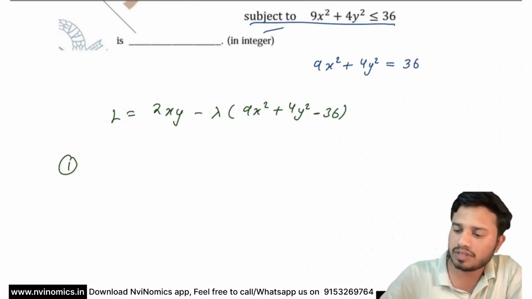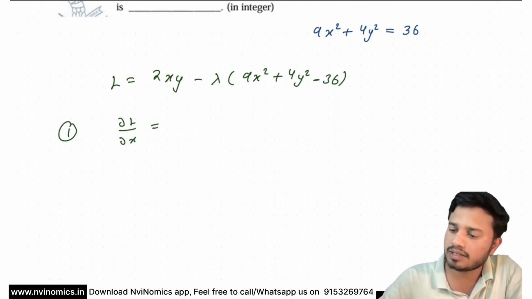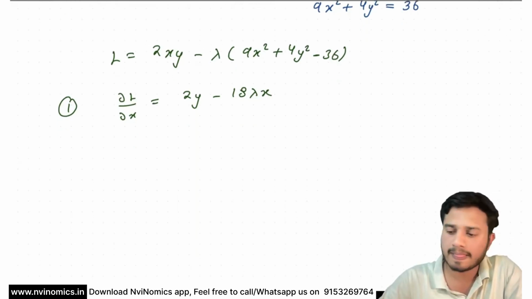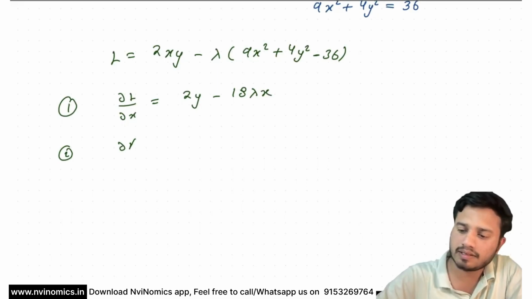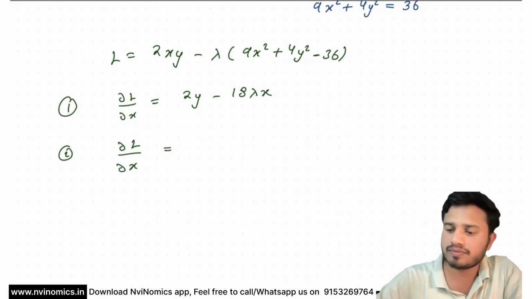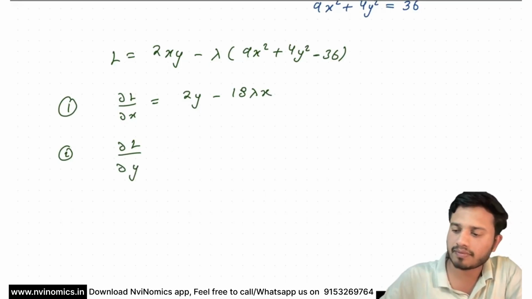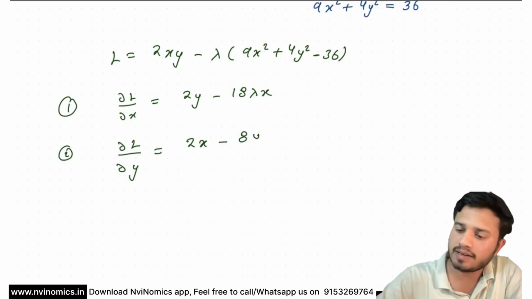So the first thing you have to do is find dL by del x. When you do this, you will get 2y minus 18 lambda x. Rest of them will be 0. Then find the partial derivative with respect to y. You will get 2x minus 8 lambda y.